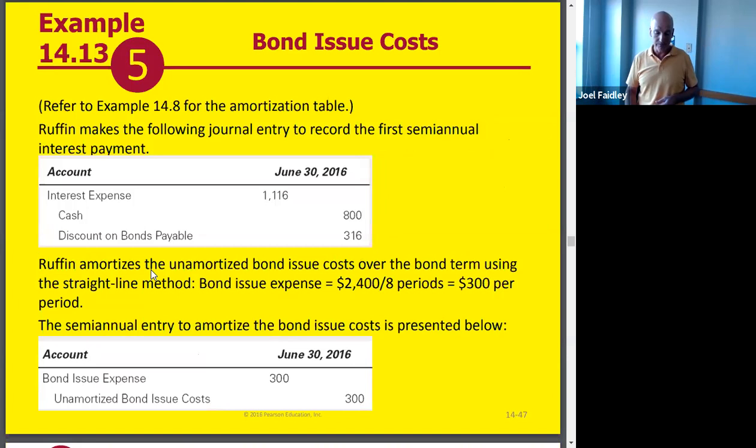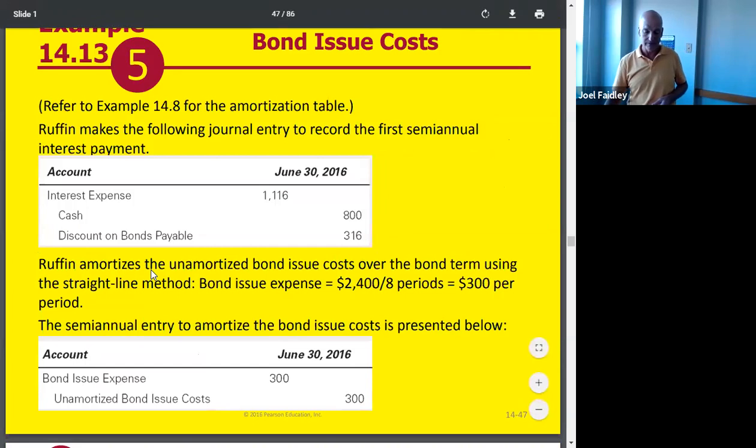All right, so there's my interest expense, there's the cash, discount on bonds payable. That's the same entry that we just learned. And then down here at the bottom, there's my $300, straight line. Reduce that liability by $300.